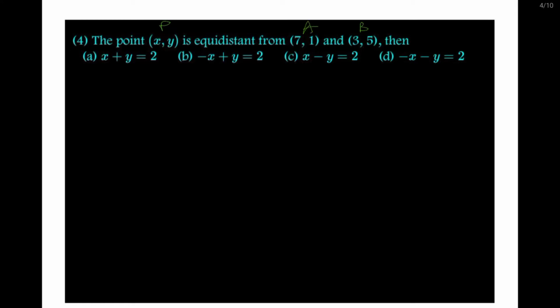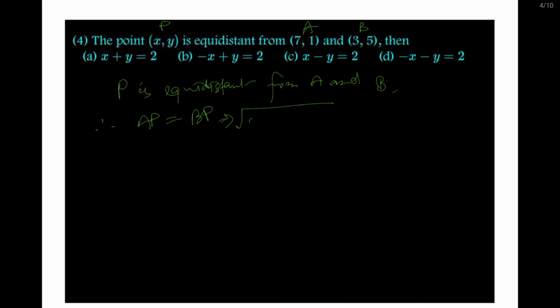Now since P is equidistant from A and B, therefore AP must be equal to BP. Let's find AP now. Using the distance formula, we can find AP as the square root of (x minus 7) whole square plus (y minus 1) whole square, and it will be equal to BP.